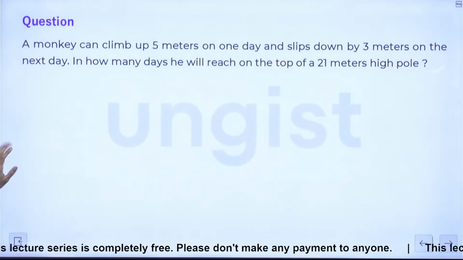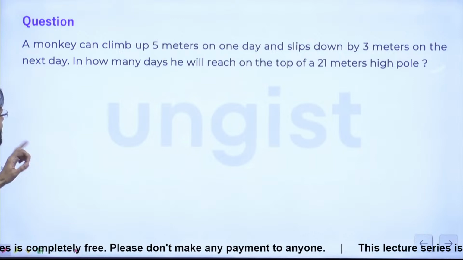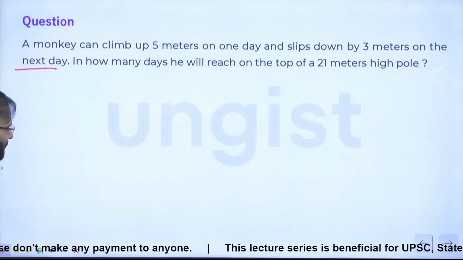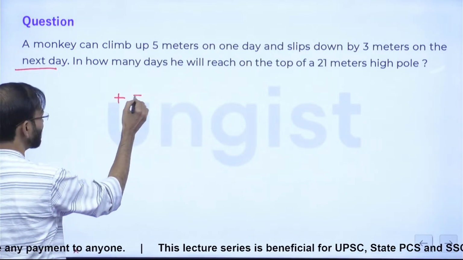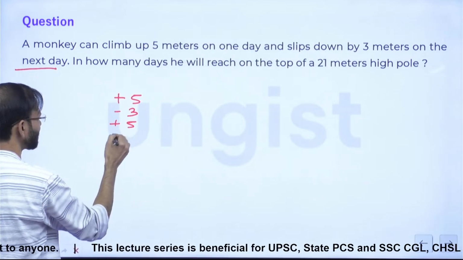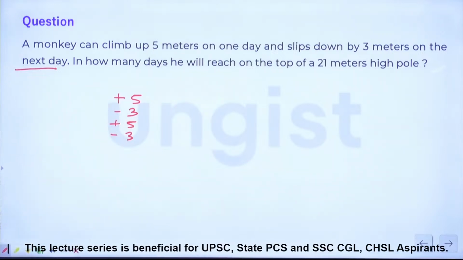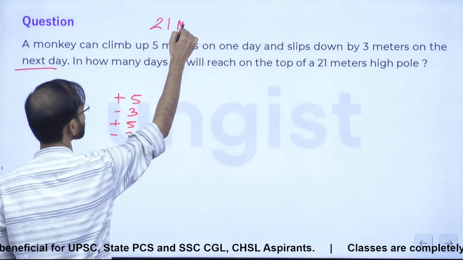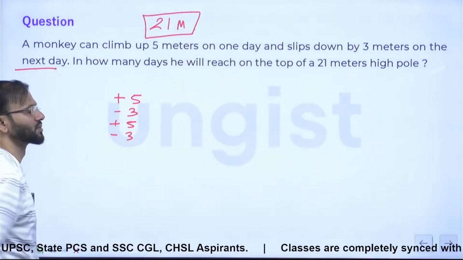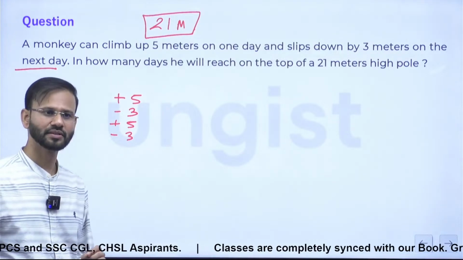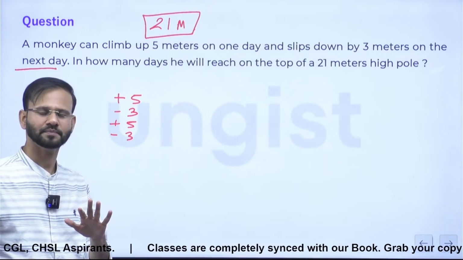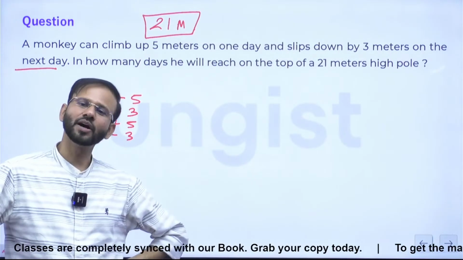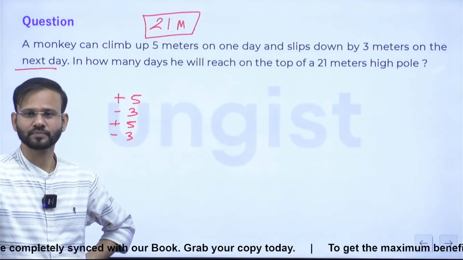Guys, here the question is saying a monkey can climb up to 5 meters on one day and slips down by 3 meters on the next day, right? So friends, you know what? The work is happening +5 -3 +5 -3 in this manner, correct? And total is 21 meters. He has to climb. यार देखो अभी बताता हूँ. Question is, in how many days he will reach the top of the pole, correct?